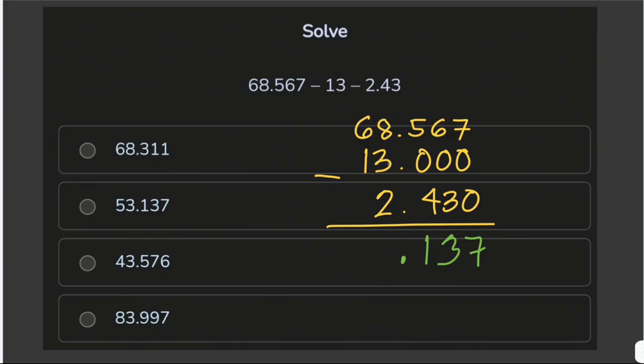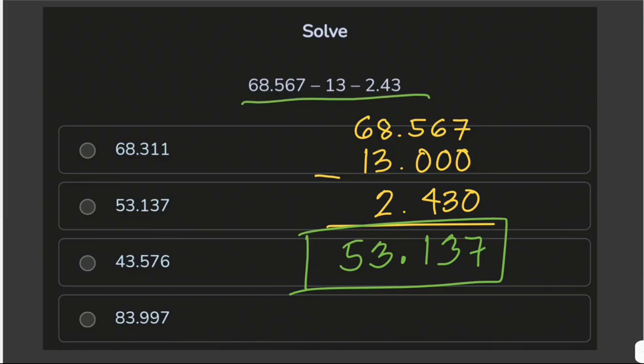8 minus 3 is 5. Then 5 minus 2 is 3. Then 6 minus 1 is 5. Now this is our final answer. So this expression is equal to 53.137. So this is the answer.